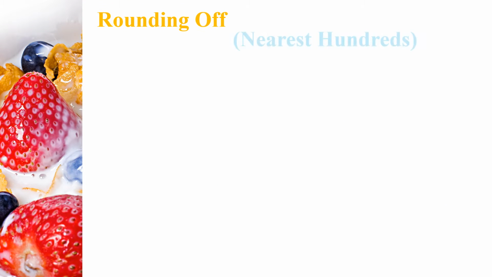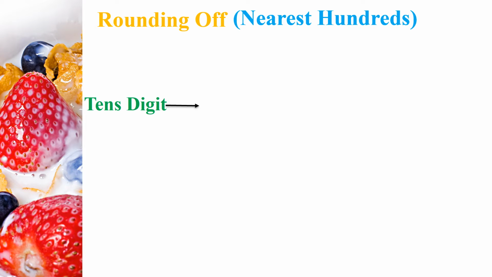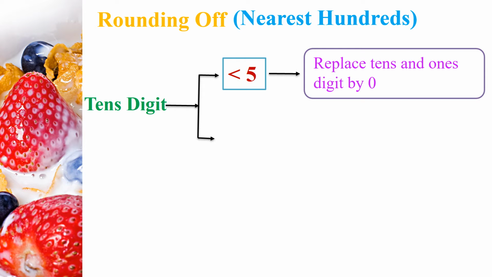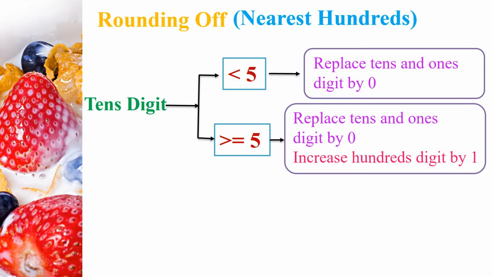Round off to nearest hundreds. Take tens digit, compare with 5. If less than 5, replace tens and ones digit by 0. If it is equal or greater than 5, replace tens and ones digit by 0. Increase hundreds digit by 1.